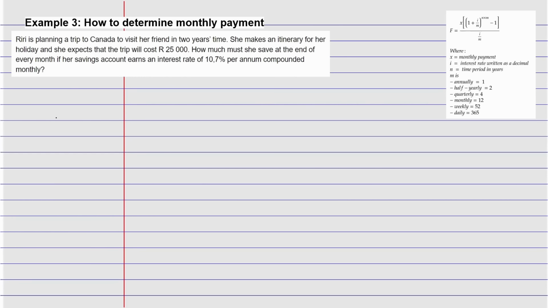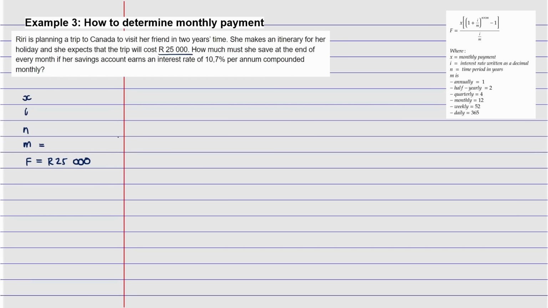So let's write all the information that we have. We're going to have X, I, N, M, then F. So let's read the information. It says she is planning a trip to Canada, itinerary. So let's go to the cost. Then it says he expects the trip to cost 25,000. So F is going to be equal to 25,000.